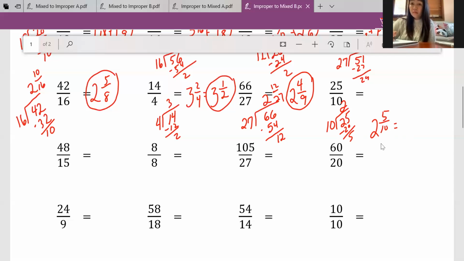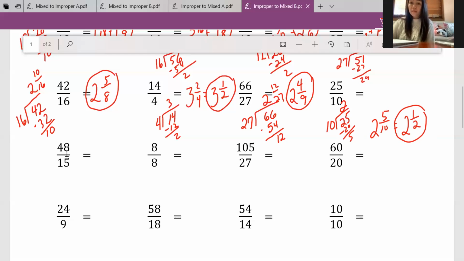But I know that 5 and 10 share the factor 5. So if I divide 5 by 5, I'd get 1. If I divide 10 by 5, I'd get 2. So I know 25 over 10 is really 2.50, or just 2.5.